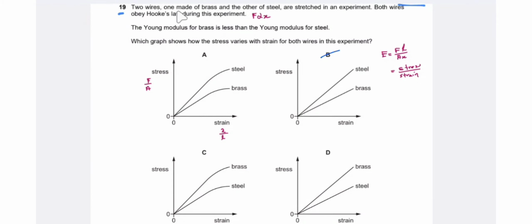Question 19: two wires, one made of brass and the other made of steel, are stretched in an experiment. Both wires obey Hooke's law. So Hooke's law means that force is directly proportional to extension.